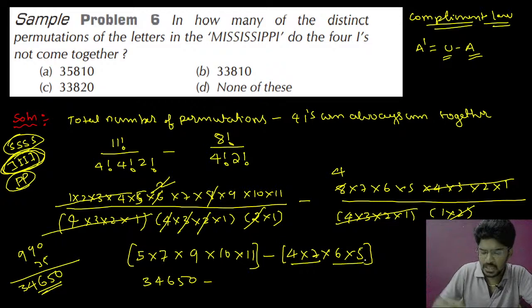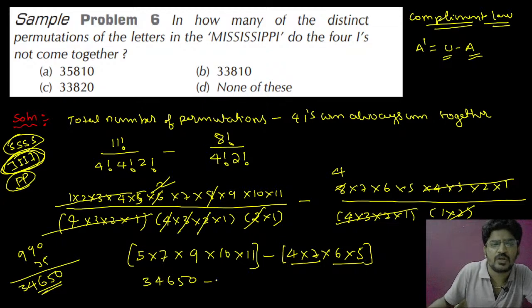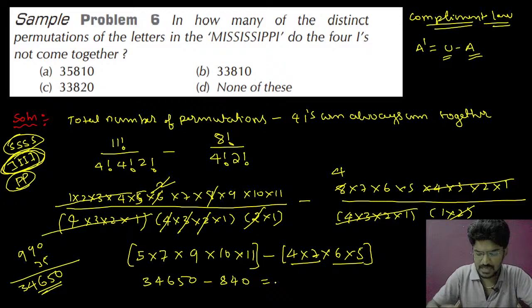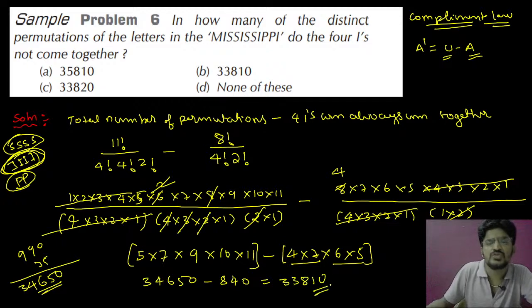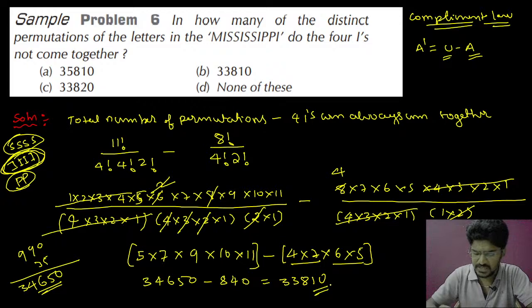28 into 30. So 28 into 30 will be 840. So now you subtract it and you get the answer. That will be 34650 minus 840. So it will be 33810. So 33810 is your answer.